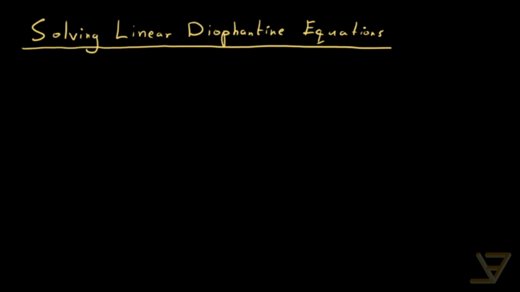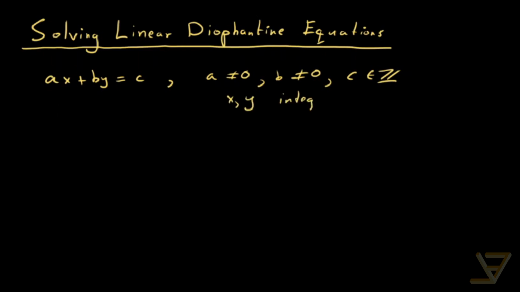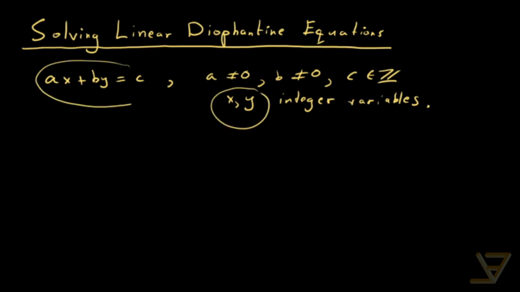The Diophantine equations that we're going to be looking at are of the form ax plus by equals c, where a is a non-zero integer, b is a non-zero integer, and c is just any integer, and x and y are integer variables. So we want to find all x and y that satisfy this equation.